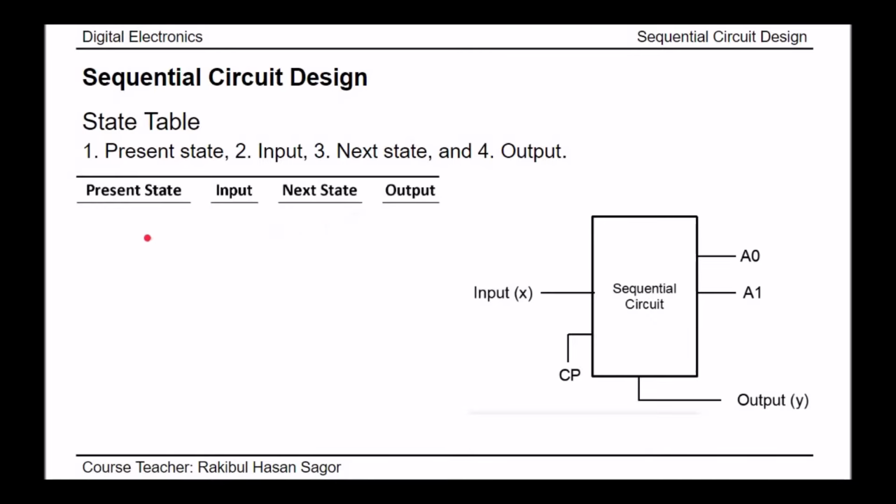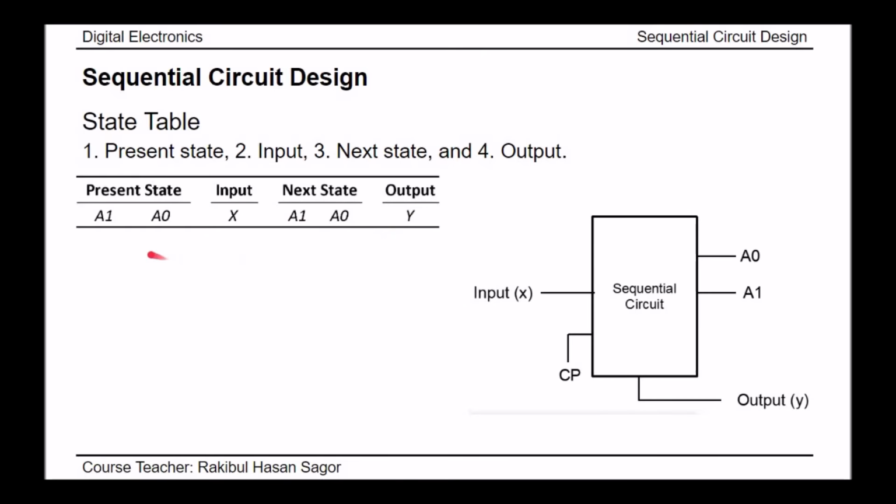First of all, my state will have a 2-bit value, because it is said in the question that we need to design a 2-bit up counter. So the state will have a 2-bit value. The present state can be represented by A0, A1, the input is X, and the next state will also be A0, A1.